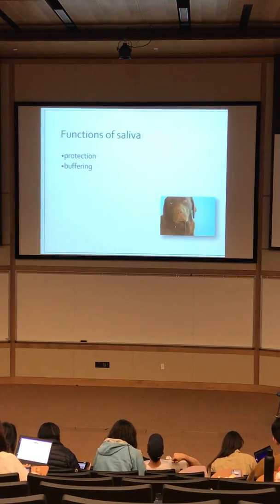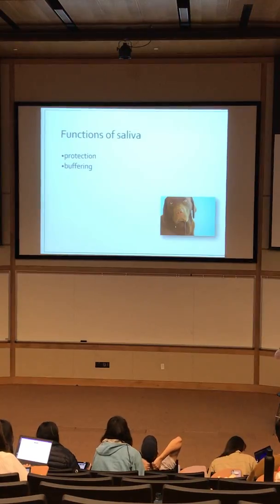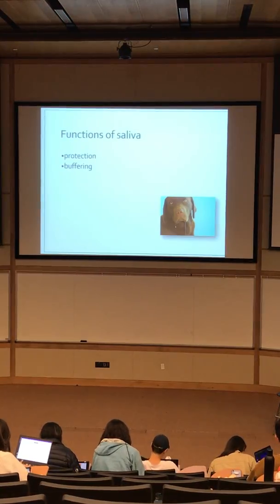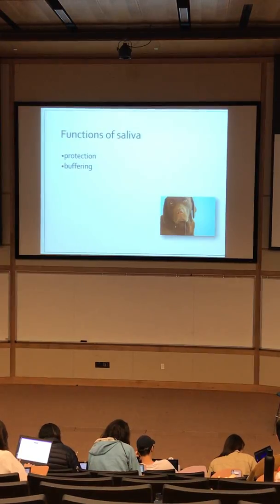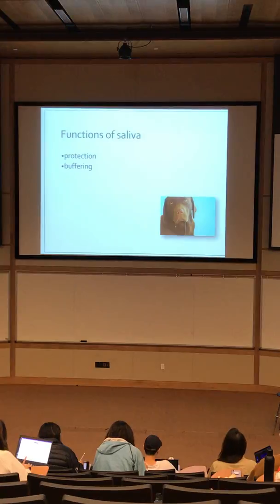It also buffers. You're probably aware, and if you're not, you will be, that bacteria tend to create an acidic environment in the oral cavity. So saliva is made up primarily of mucus. There's some serous secretion as well, but it tends to have a more alkaline pH to neutralize some of those acids that you find in the oral cavity.